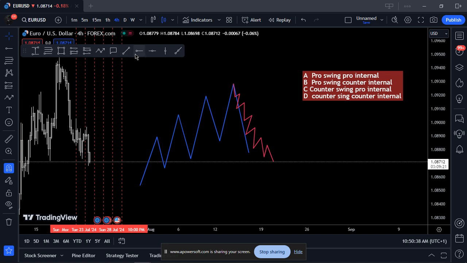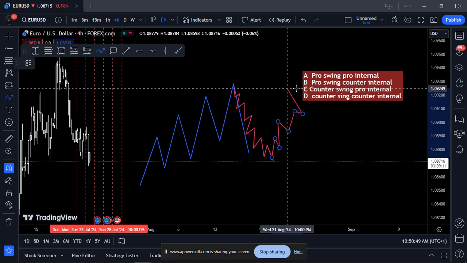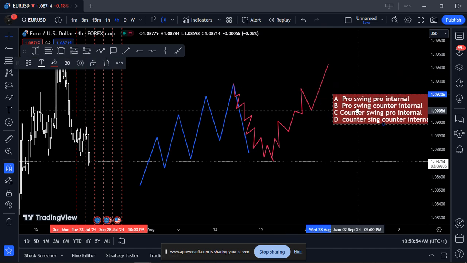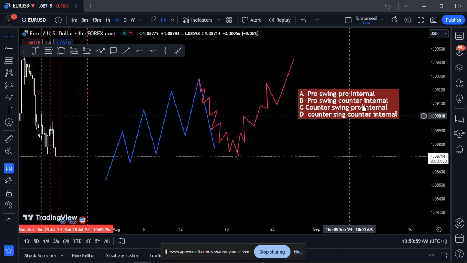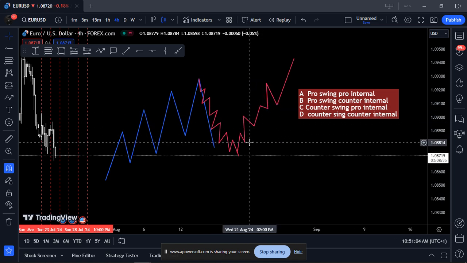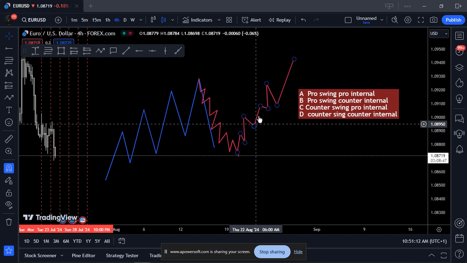Pro swing, counter internal is price is like, okay, I'm coming. Let me explain this better. Yeah, I need pink. So we have something like this here. Sorry for the messy diagram. So pro swing, pro internal: the higher time frame and the lower time frame are moving in the same direction. So this is this move here. The higher time frame is moving up. The lower time frame is moving up. So this move here is the pro swing pro internal.